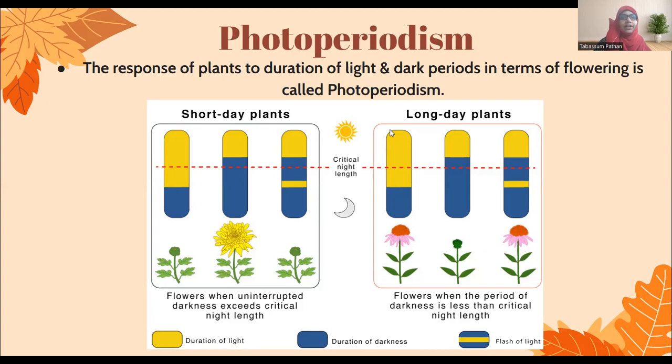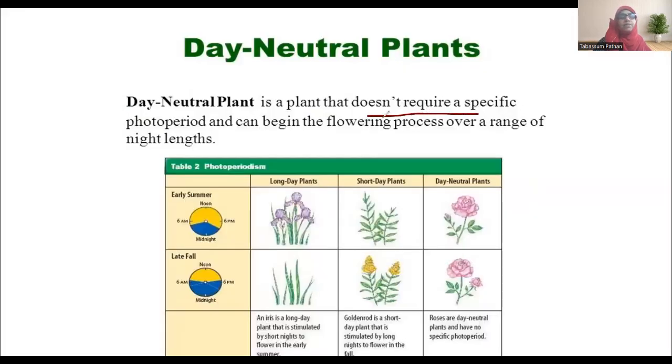Then you have the day neutral plants. What are day neutral plants? They don't require a specific photoperiod, like a specific time of darkness or a specific time of light for the flowering to be induced. So they don't require that. They can begin the flowering process irrespective of whether they are exposed to light or darkness. So they can flower independent of the light and dark period.